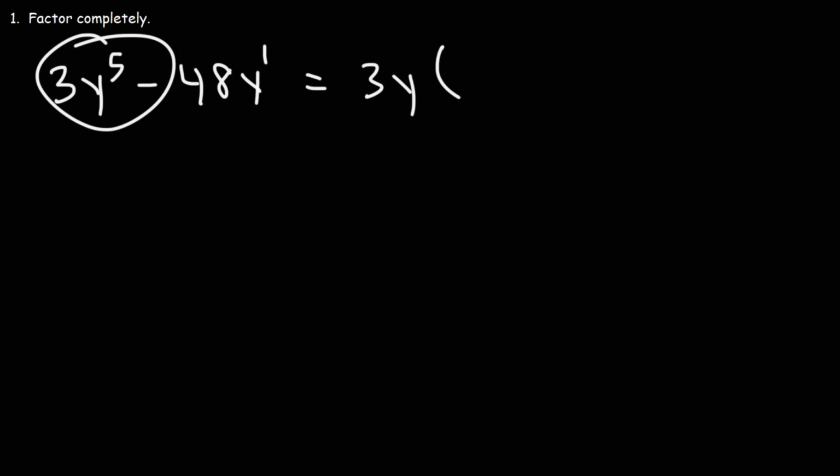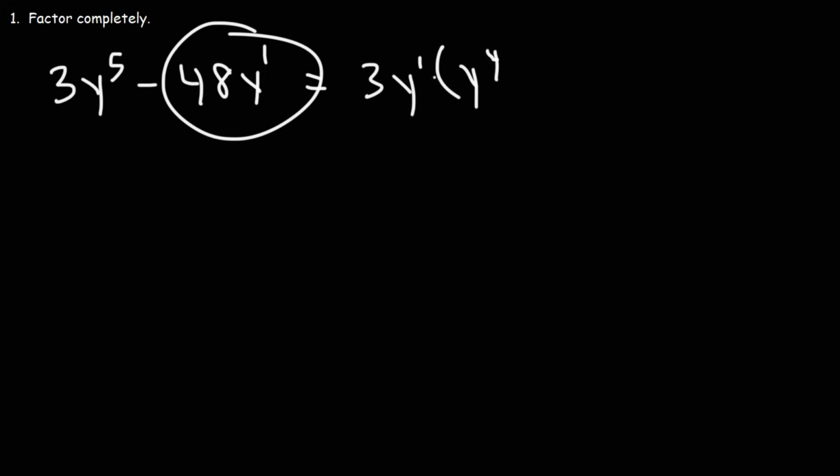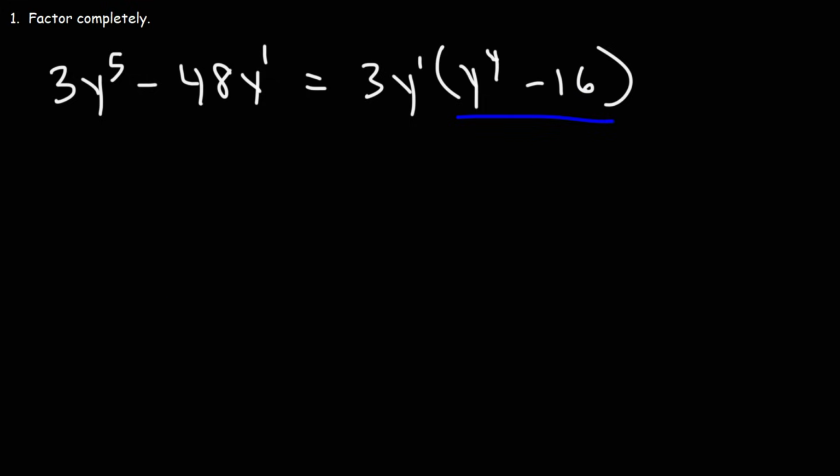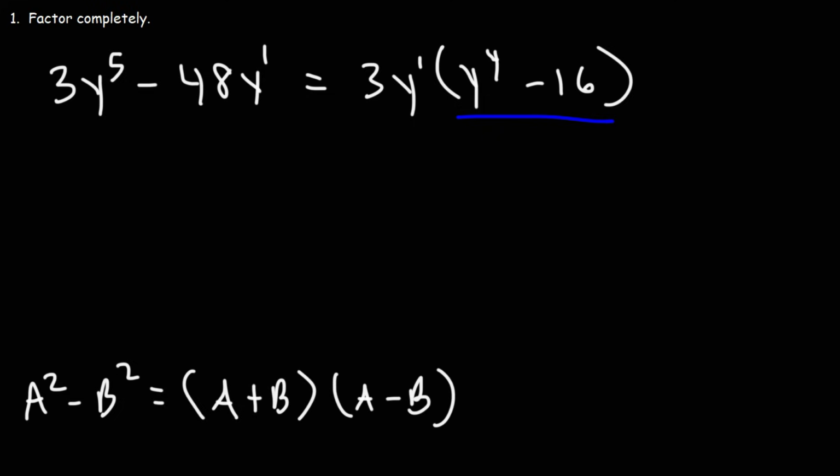Now 3y to the 5th power divided by 3y, that's going to be y to the 4th. 5 minus 1 is 4. Negative 48y divided by 3y, the y's will cancel, and so it's negative 48 divided by 3, which is negative 16. Now note what we have here. We have a difference of two squares. When you have a difference of two squares, a squared minus b squared, you could use this formula to factor it. It's a plus b times a minus b.